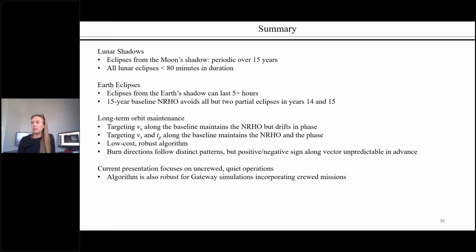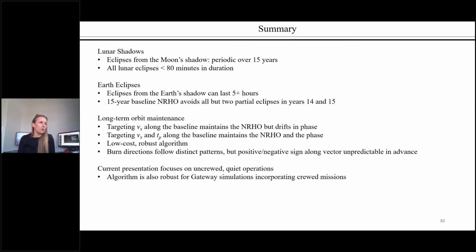We do see patterns in the burn directions, which is nice, but we can't predict the positive or negative sign along the vector in advance because these are statistical errors acting on the spacecraft and they're not deterministic. This current presentation focuses on uncrewed quiet operations. We've also, in our analysis, shown that this algorithm is robust for 15-year Gateway simulations that incorporate annual crewed missions.